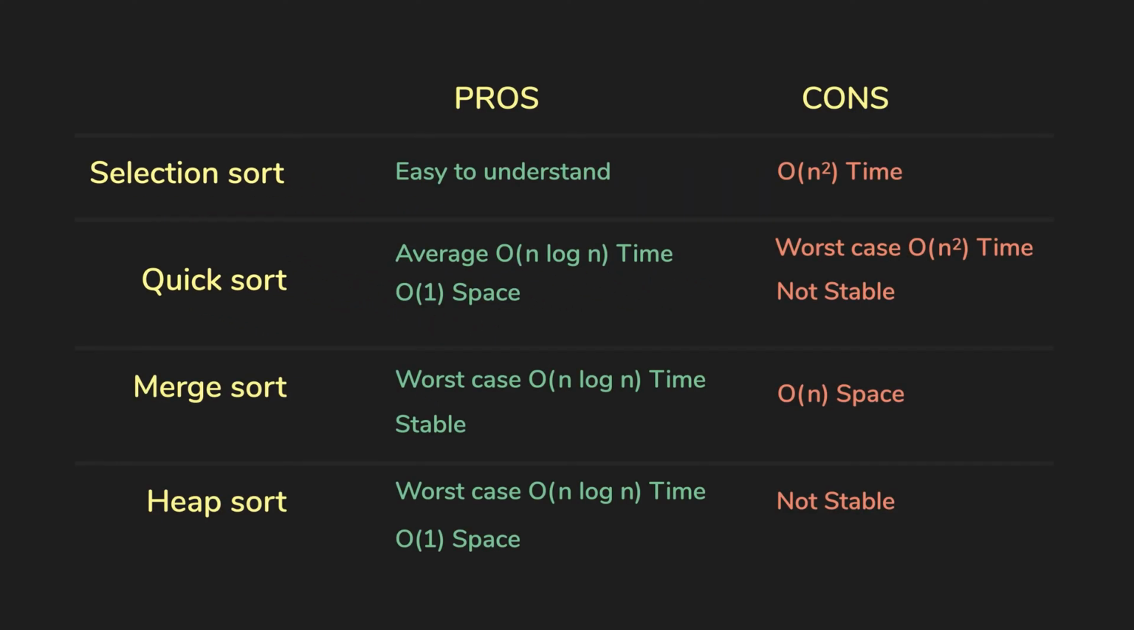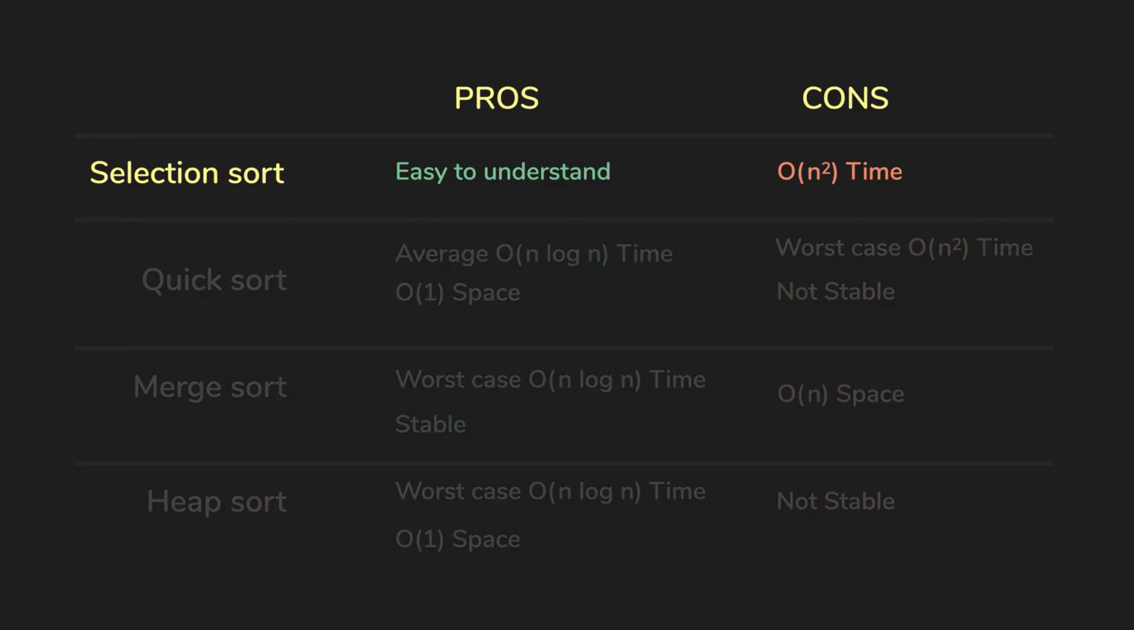Here are some pros and cons of each of the four sorting algorithms. Before we dive deep into them, this will give you a hint on how these algorithms perform and when to use them. It might not mean much to you now, but once we go through the algorithms, you'll understand these pros and cons. The selection sort algorithm is easy to understand, but not the most efficient way of sorting when it comes to time complexity.